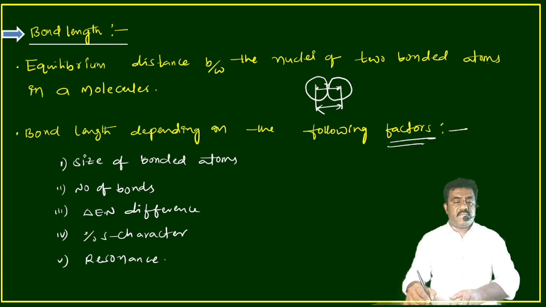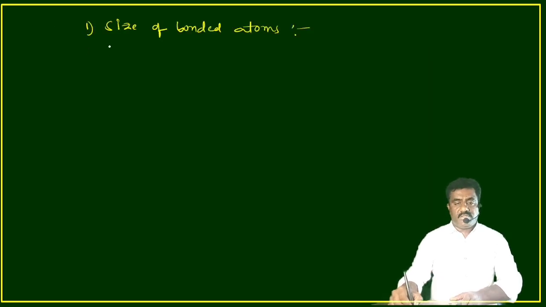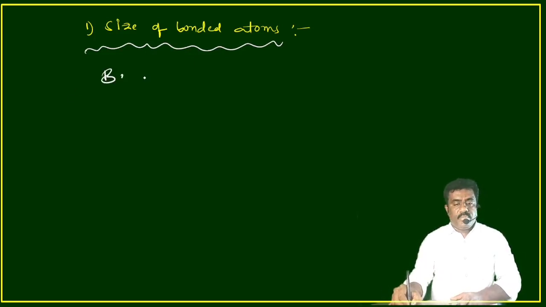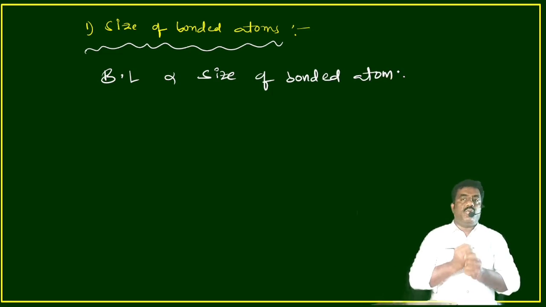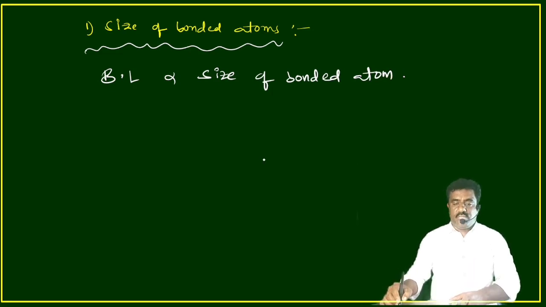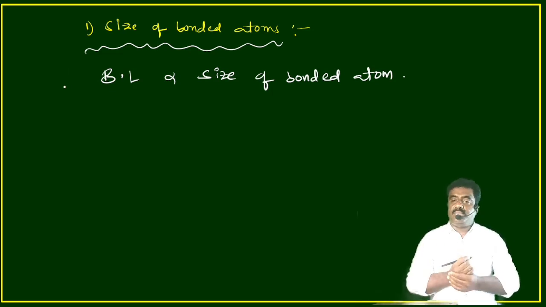The first factor is the size of atoms. Generally, bond length is directly proportional to the size of the bonded atom. What it means is: as the size of atoms increases, bond length increases.